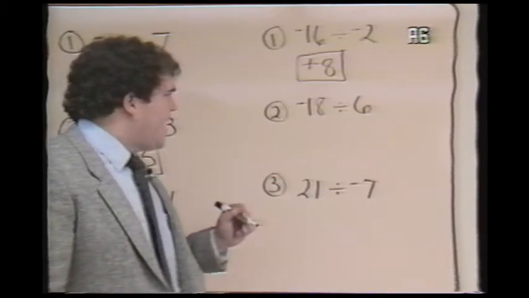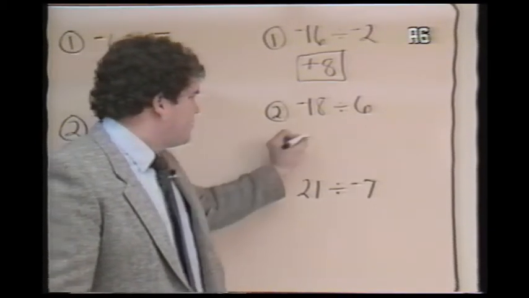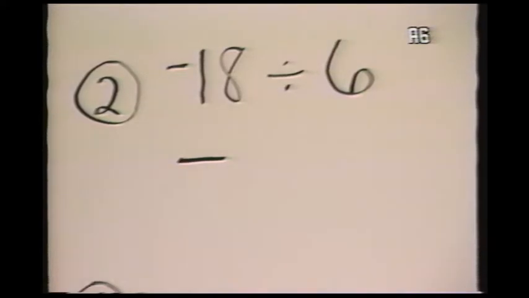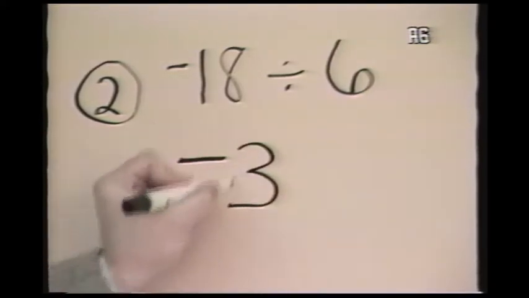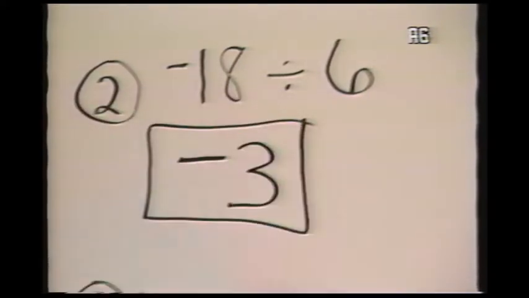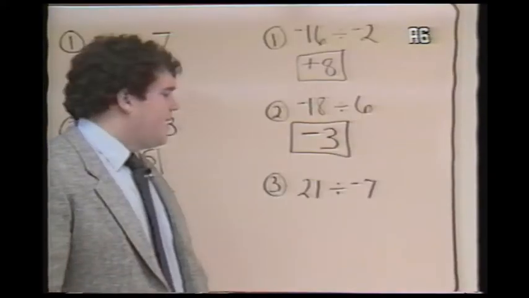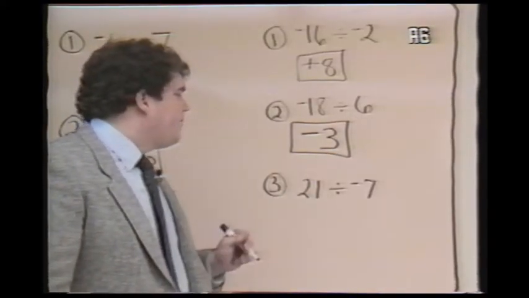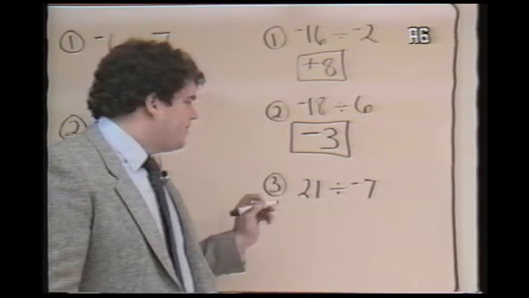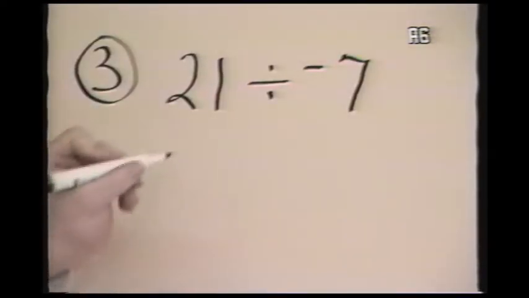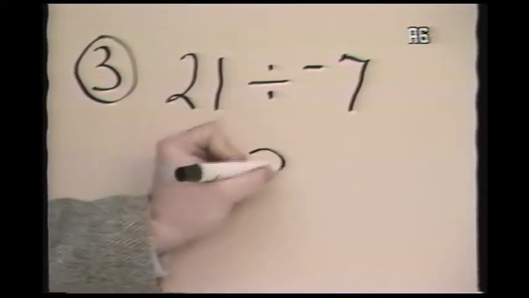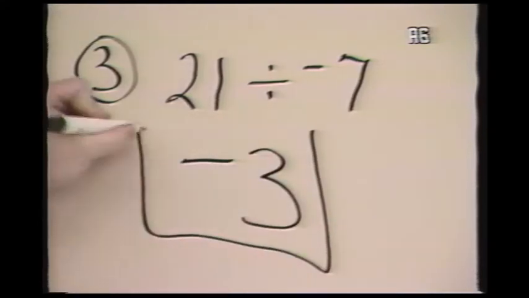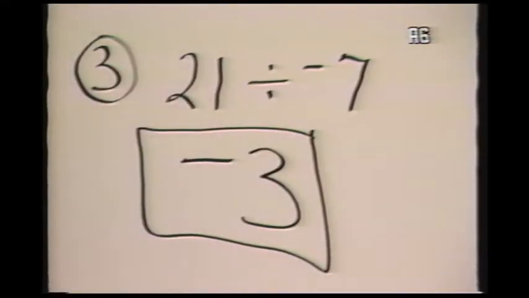Next, we have negative 18 divided by 6. My answer will be negative, and 18 divided by 6 is 3. Negative 3 is the answer. And finally, 21 divided by negative 7. Signs are different. My answer is negative. We get negative 3 again. Nice and simple.